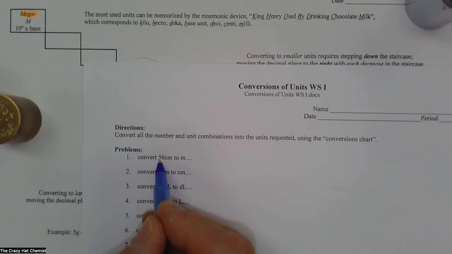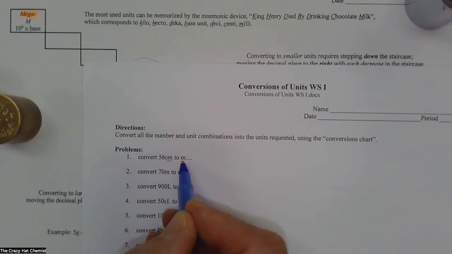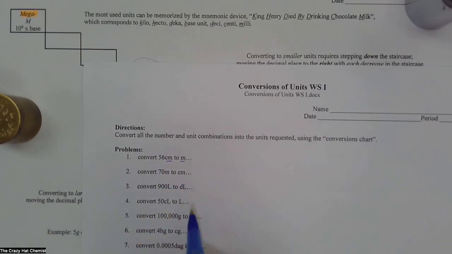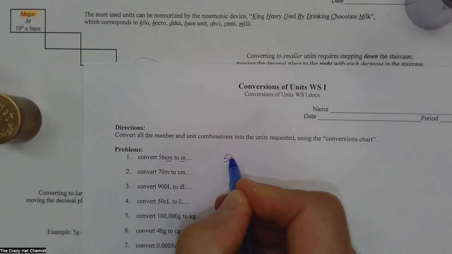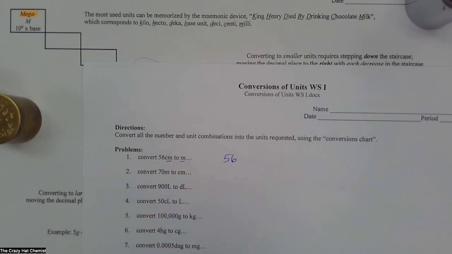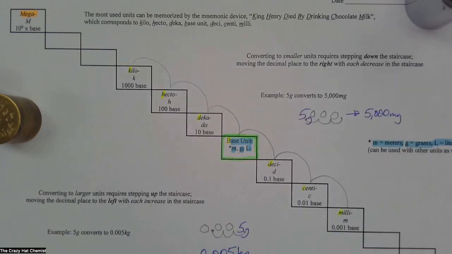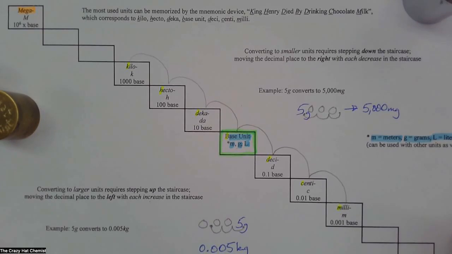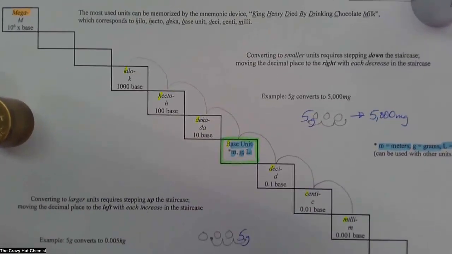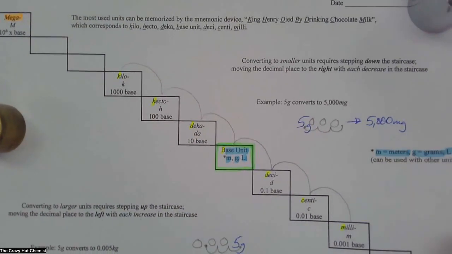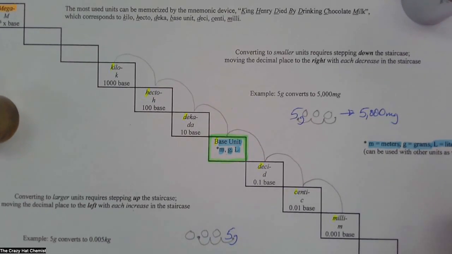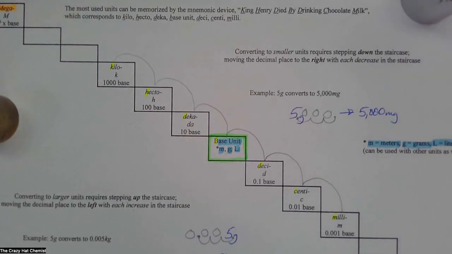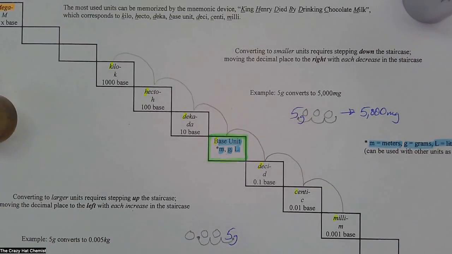We're going to convert 56 centimeters to meters. So we're going to write down our number, 56, find centimeters, and go to meters. Where is centimeters on this chart? Let's make sure we got a good zooming of this whole thing. Let's see if we can get this in focus. Seems a little out of focus, folks. There we go. All right, perfect.